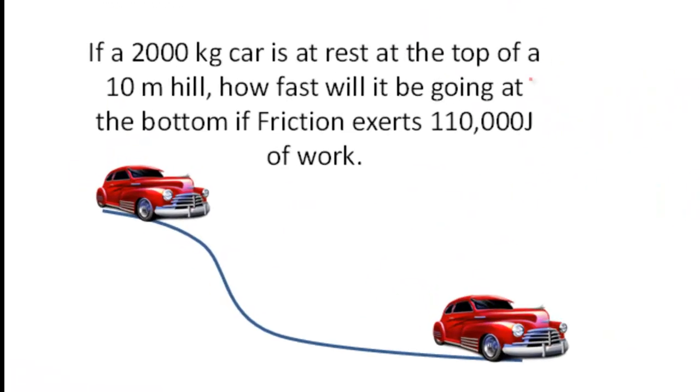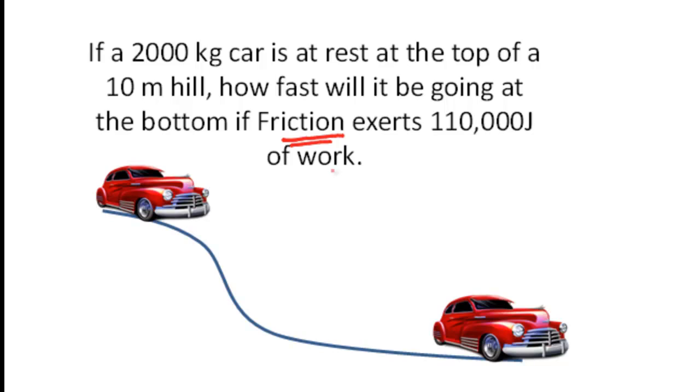Okay guys, in this example, a 2,000 kilogram car again is at rest on the top of a 10-meter high hill. I want to know how fast it will be going at the bottom, but this time I have friction exerting 110,000 joules of work.